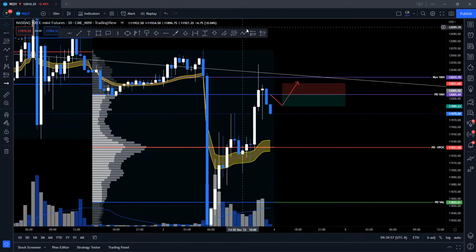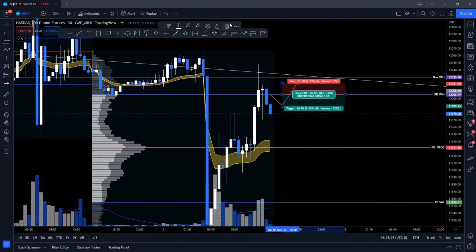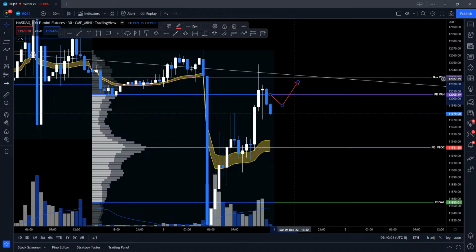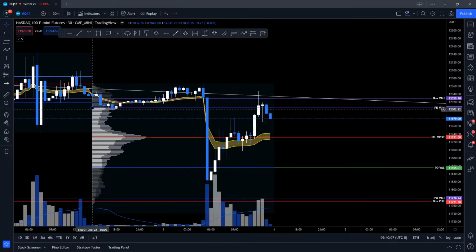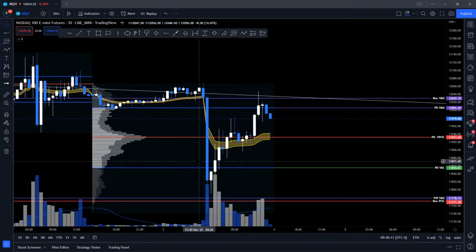Actually, the best thing you can do as a trader when you're starting out especially is draw these levels. Everything that we've gone over today. I know I didn't go over fixed range volume profile for NQ, but you should.